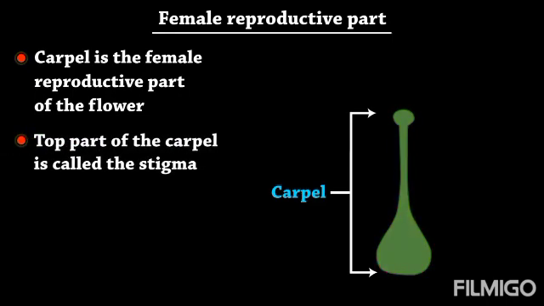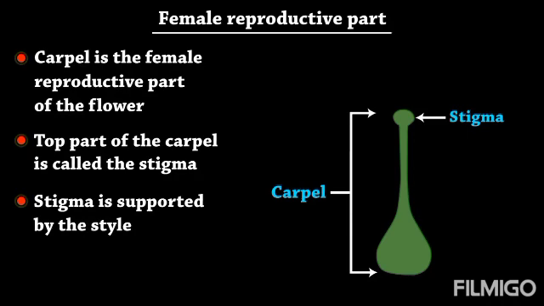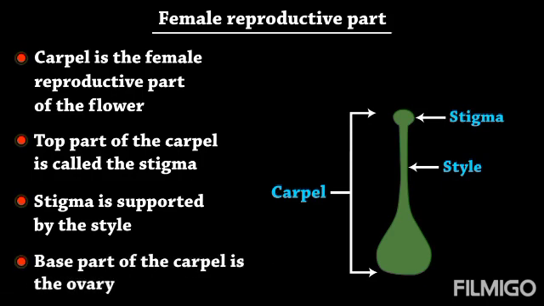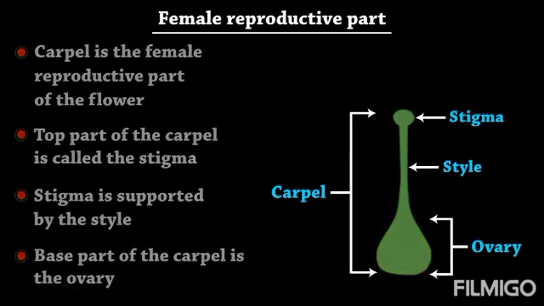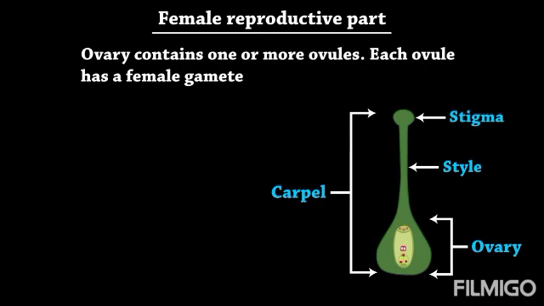Carpel is the female reproductive part of the flower. Top part of the carpel is called the stigma. Stigma is supported by the style. Base part of the carpel is the ovary. Ovary contains one or more ovules. Each ovule has a female gamete.